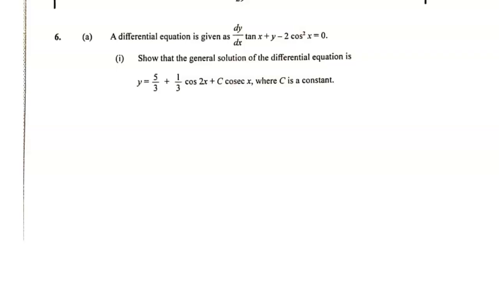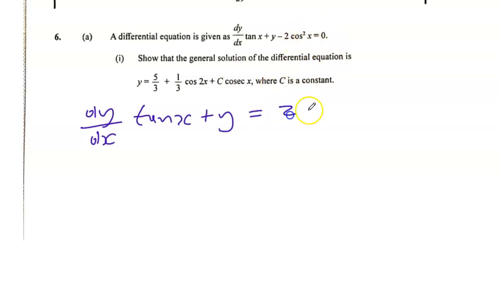Question 6. A differential equation is given as dy by dx plus tan x minus 2y cos square x is equal to 0. So I'm going to rewrite this as dy by dx tan x plus y. And I'm going to use the integrating factor method. So I'm going to add 2 cos square x to both sides. So 2 cos square x.